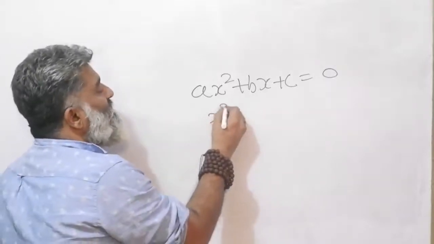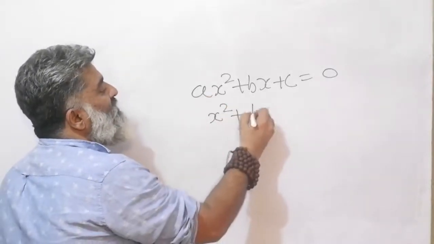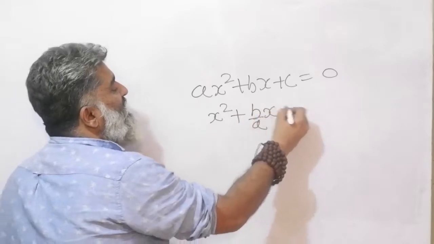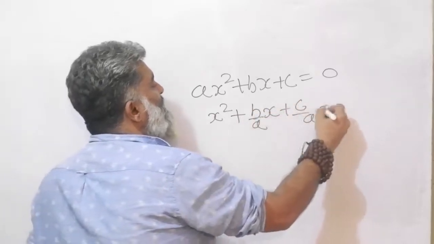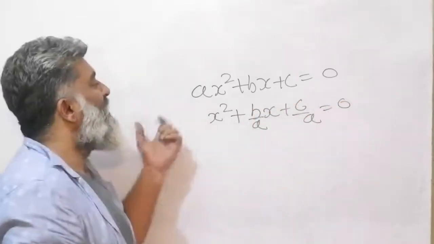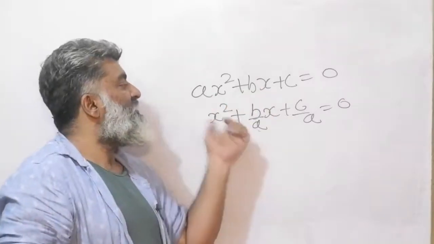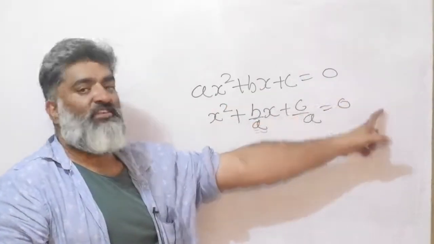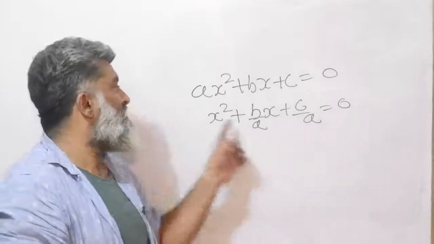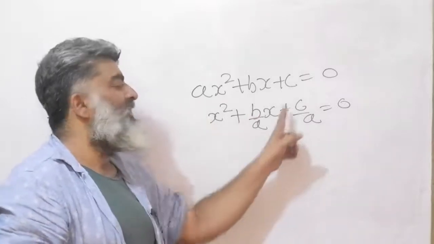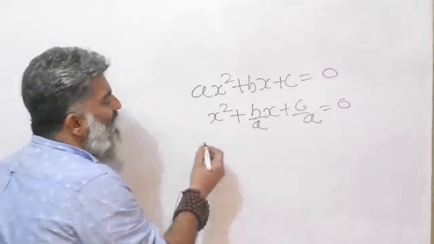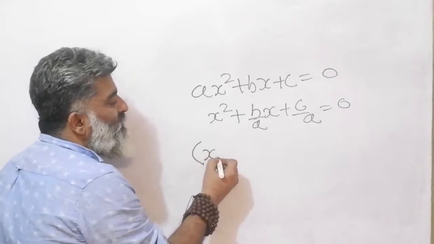So first of all, I want to remove this a. So this becomes x square plus b by a x plus c by a equal to 0. What am I doing? I'm dividing this equation, everything by a, and this side also everything by a. This remains 0. This a will get cancelled. I'll get a b by a, I'll get a c by a. And now I know I should be able to come to this point fairly quickly.